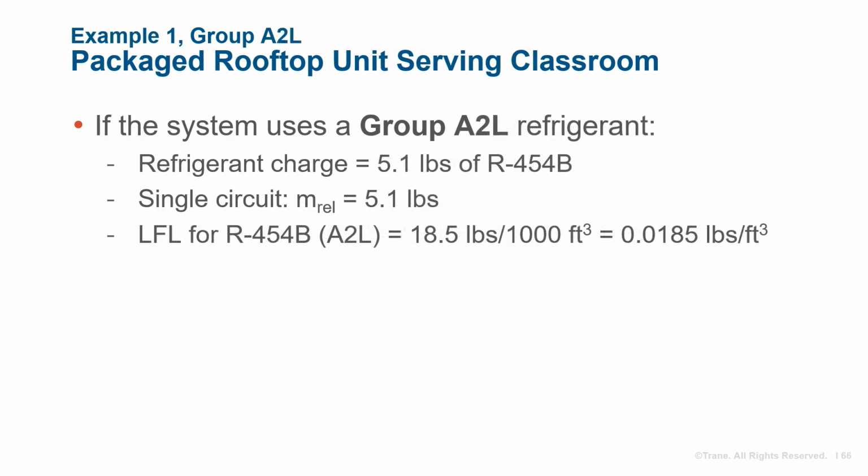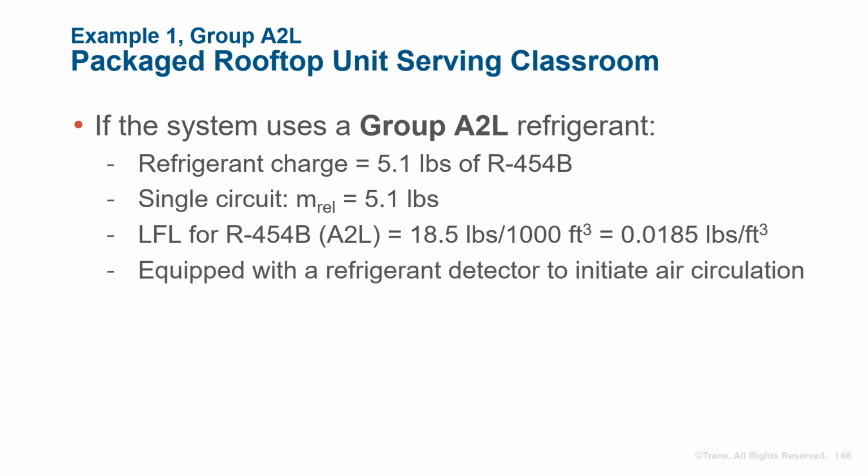So how about if an A2L refrigerant is being used instead? The rooftop unit still consists of a single 5-ton circuit, but now contains 5.1 pounds of R454B. Standard 34 lists this as an A2L refrigerant with an LFL of 18.5 pounds per 1,000 cubic feet.